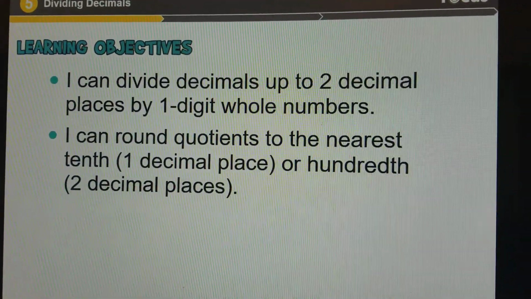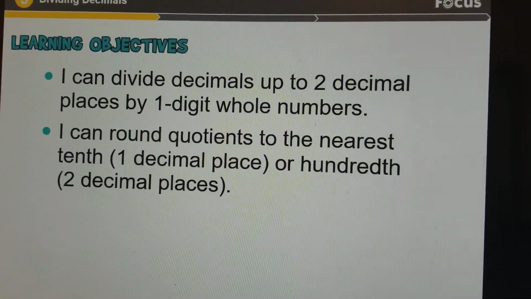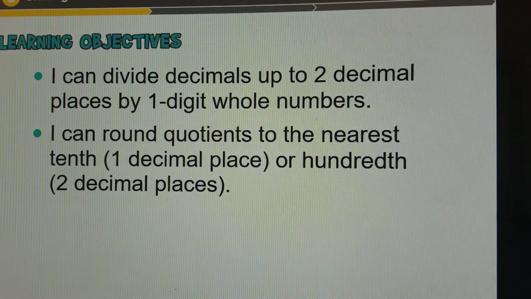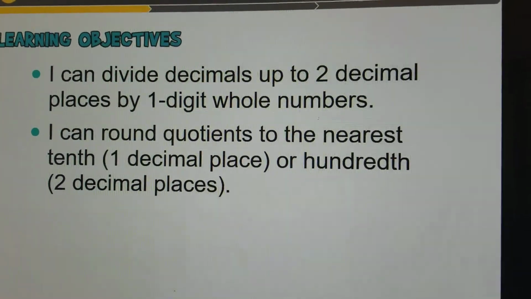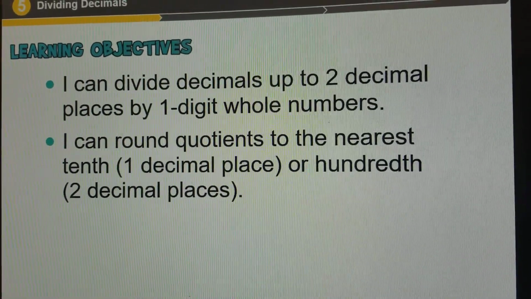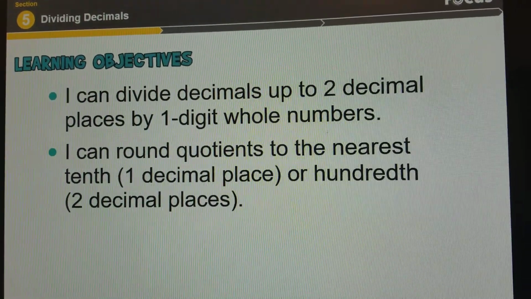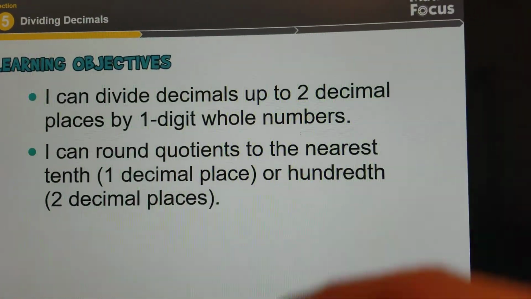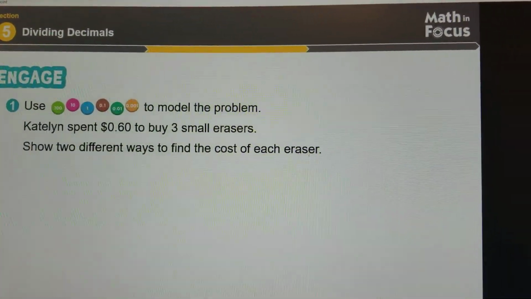So by the end of the lesson, we will divide decimals up to 2 decimal places by 1-digit whole numbers, which basically means we're dividing a decimal by a whole number. We're not dividing decimals by decimals because that would definitely be harder. And we're going to learn to round our quotients, our answers, to the nearest tenth or to the nearest hundredth place. You'll see that sometimes when we divide numbers, the remainders can continue and continue. And so we're going to learn to round our answers to the nearest tenth or the nearest hundredth so that we can stop our problem, because we'll eventually get an answer close enough. And you'll see what I mean soon.